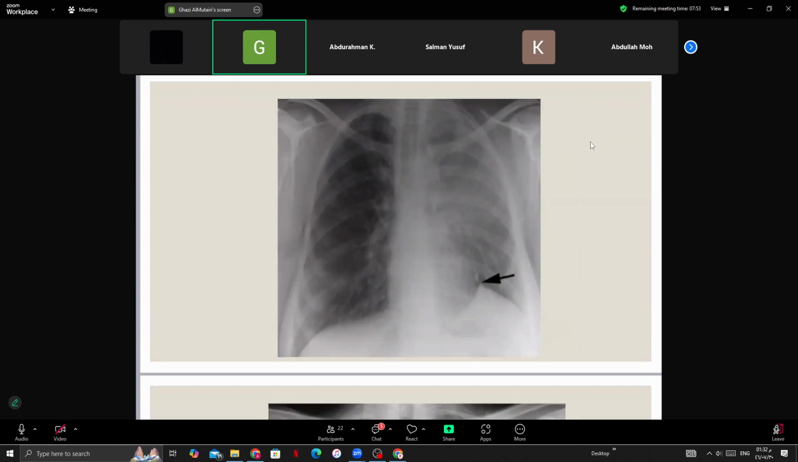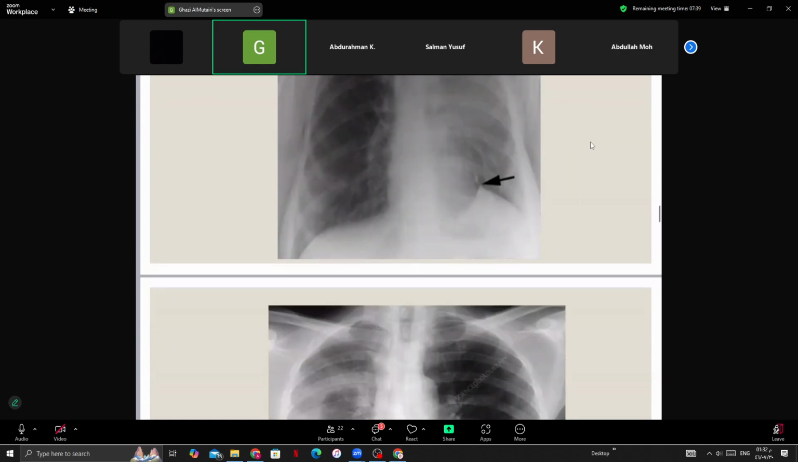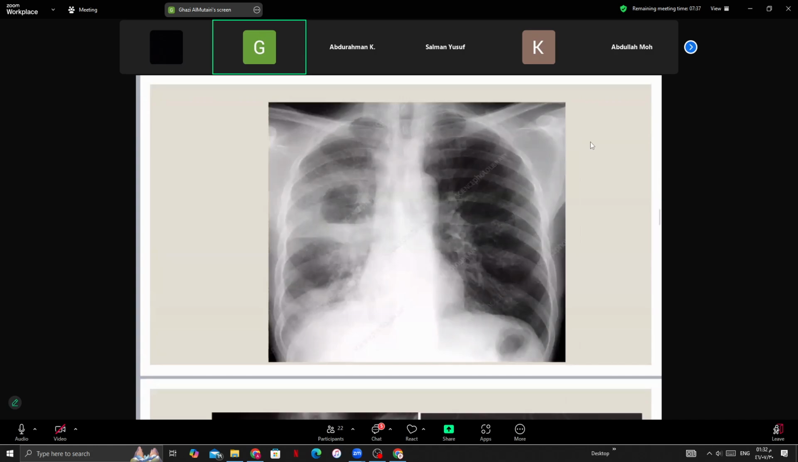Again, here is tenting of the left hemidiaphragm indicating lung collapse or atelectasis of the left lung. شايفين الارو على التنتنج of the diaphragm. What about this chest X-ray? What's the abnormality?